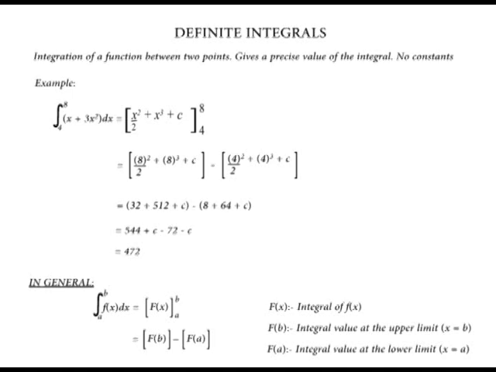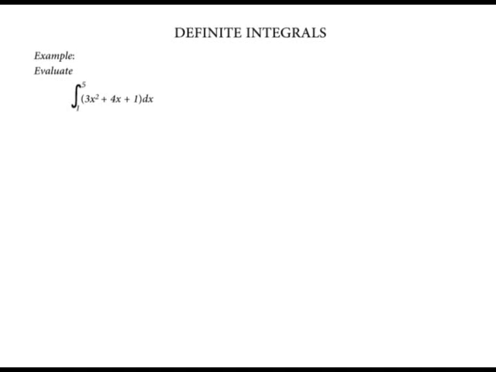Let's take a few examples. First one, evaluate the integral of 3x squared plus 4x plus 1 with respect to x from x is equal to 1 to x is equal to 5. So 1 is the lower limit and 5 the upper limit. We find the integral and write the limits in square brackets. So the integral of that will be x cubed plus 2x squared plus x in square brackets, and we put the limits. By now you know how to integrate.